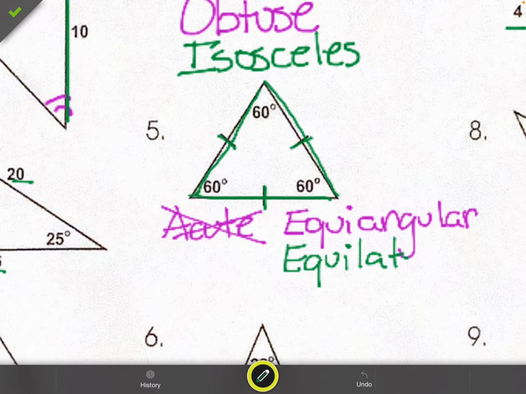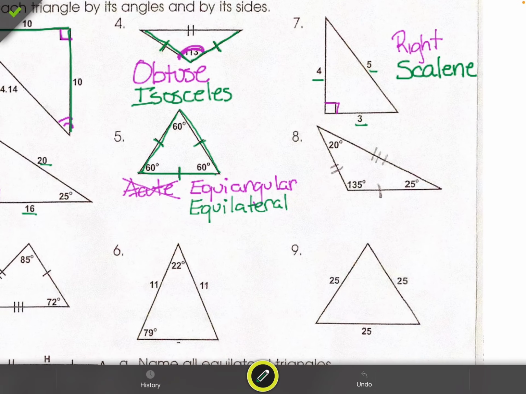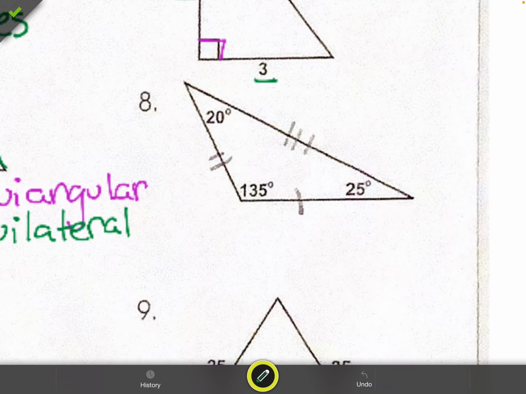And here's a hint. If it's equiangular, it's equilateral. If it's equilateral, it's equiangular. They go together. All right, number 8, because we're going across.